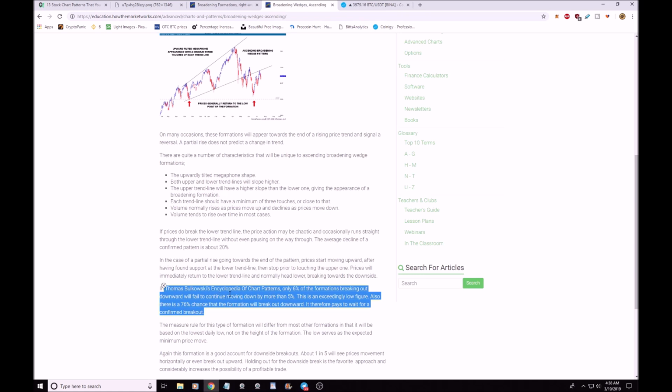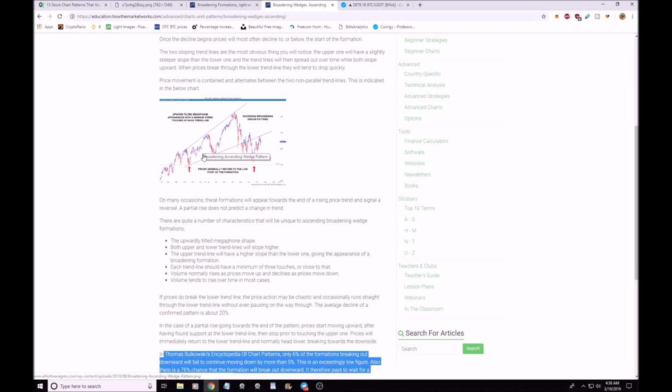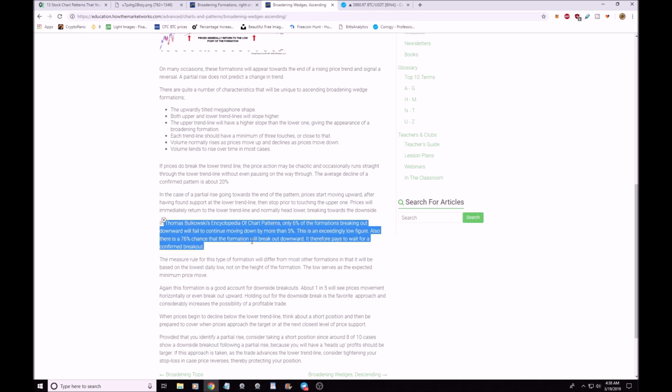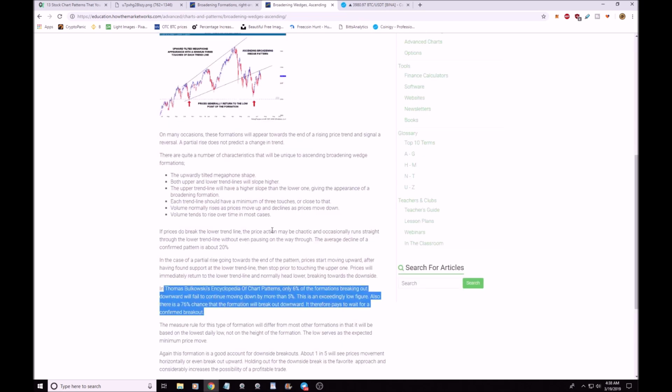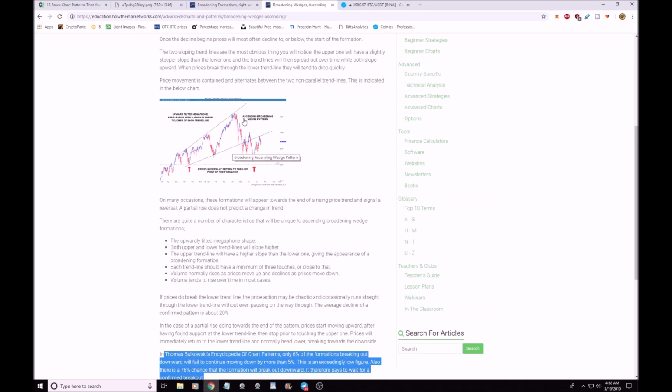The important thing to know is, with this ascending broadening wedge formation, there's a 76% chance that the formation will break out downward. Therefore, it pays to wait for a confirmed breakout. So again, you've got your ascending broadening wedge, and we broke out to the downside.